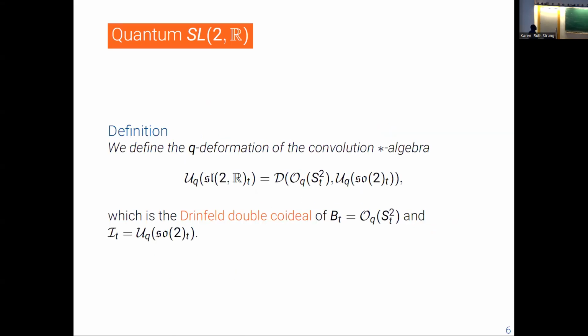Now we give the definition of our quantum SL2R, which we can view as the star algebra generated by these two left and right coideals satisfying some interchanging relation allowing us to take the product. This is what we call the Drinfeld double coideal.